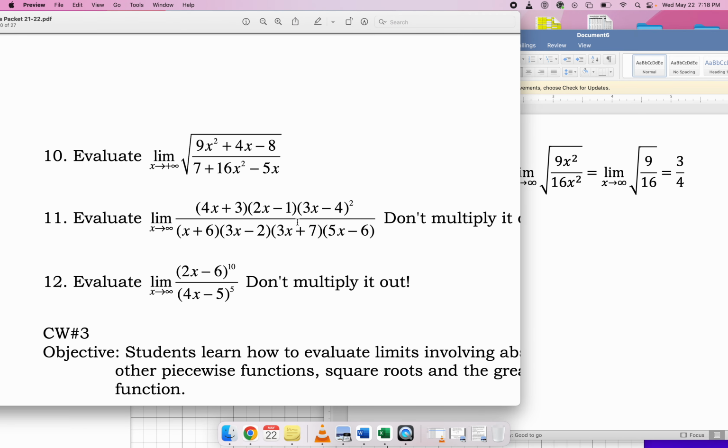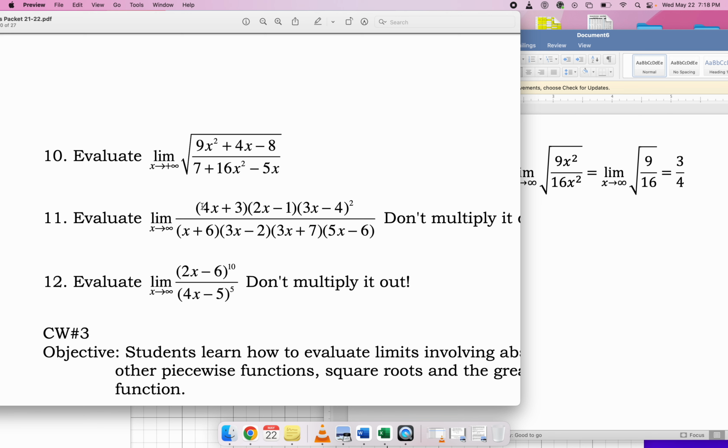These other two problems, 11 and 12, are trying to get you to realize that when you are evaluating limits as x goes to infinity, you're trying to find the fastest growing term. You can find the fastest growing term in these two expressions in the numerator and the denominator without multiplying out every single term. So in this numerator here, what would be the highest degree term? What would be the fastest growing term?